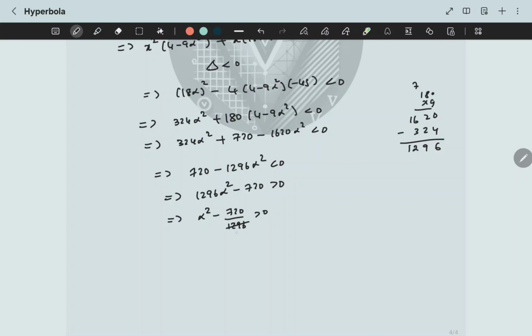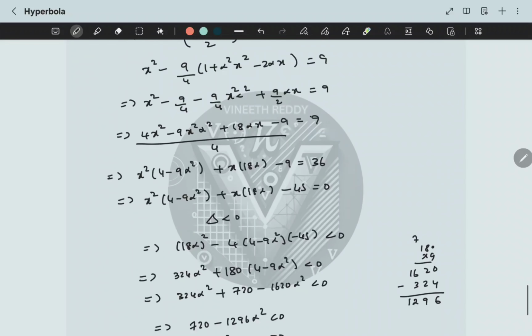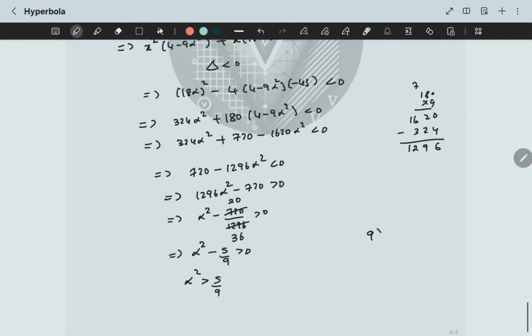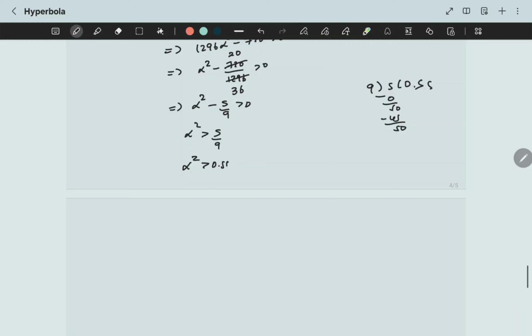So I think 36 times 36 is 1296. So we can write 36 here, and 36 times 20 is 720. So we can definitely write alpha square minus, I think 4 times 5, 4 times 9. Yeah, alpha square should be greater than 5 by 9. So what is he asking? Possible value of alpha. Okay, so we will have to do a little calculation. 5 by 9 is about 0.55. So alpha square should be greater than 0.55.